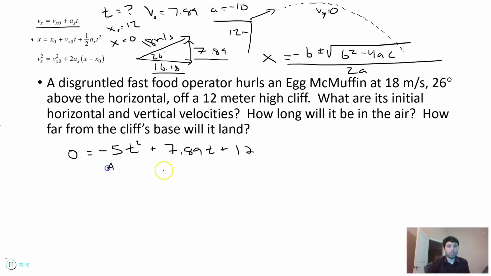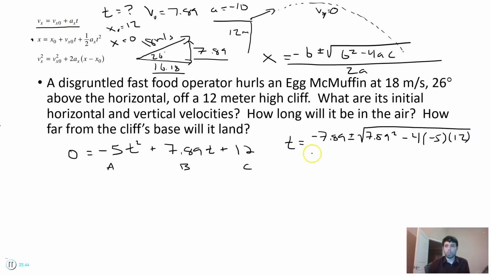So if I set up my a term, my b term, and my c term in the quadratic, it's going to be t equals opposite of b, so negative 7.89, plus or minus, we'll do it twice, square root, and I'll talk about that, because we're only going to get one answer for this one. I'll explain that in a second. Let's set it up first. B squared, b is 7.89, so 7.89 squared, minus 4 times a, which was negative 5, times c, which is 12, divided by 2a. Again, a is negative 5, so 2a is negative 10.